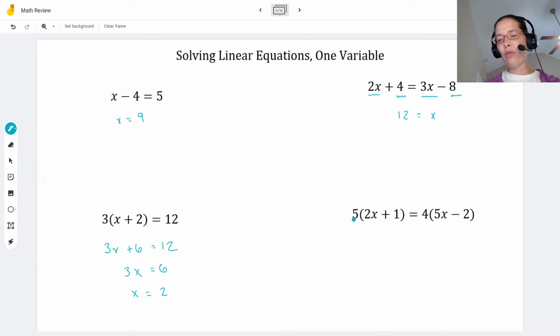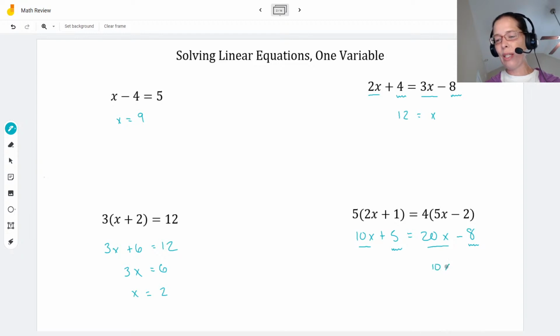And that's just distribute this 5 through this parentheses and also distribute the 4 here. Okay, so this is going to be 10x plus 5 and 20x minus 8. And I'm going to find my like terms, and my constants are also like. And let's keep this positive. So I think I'm going to subtract 10x from both sides.